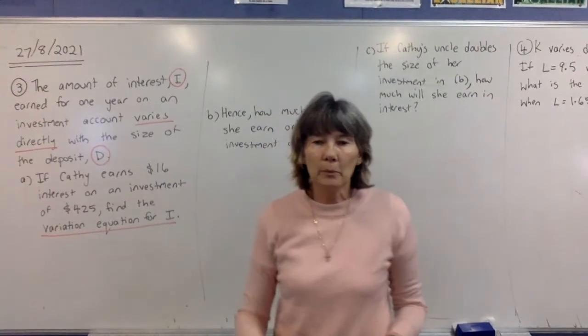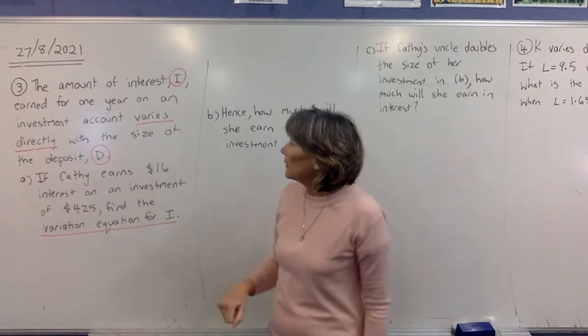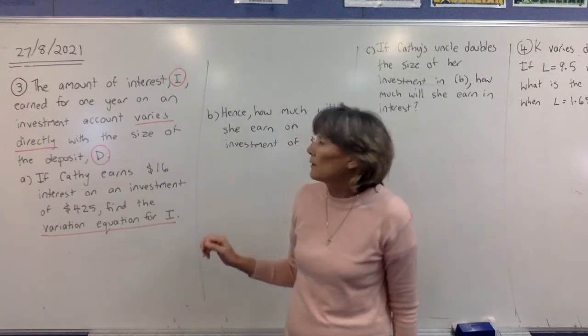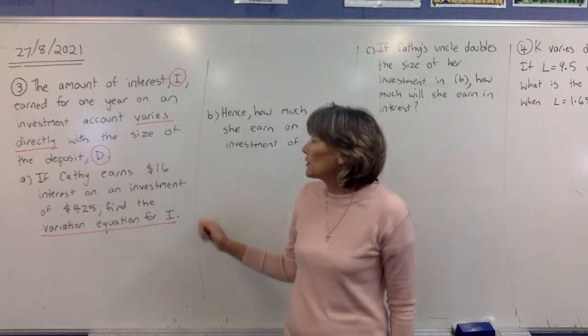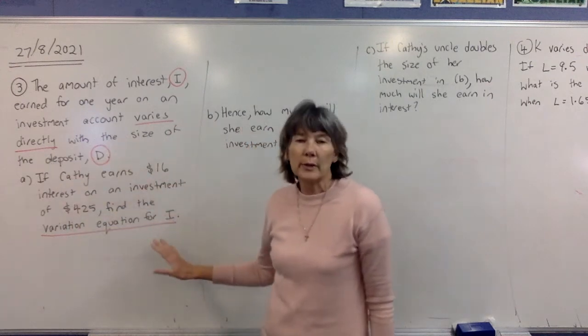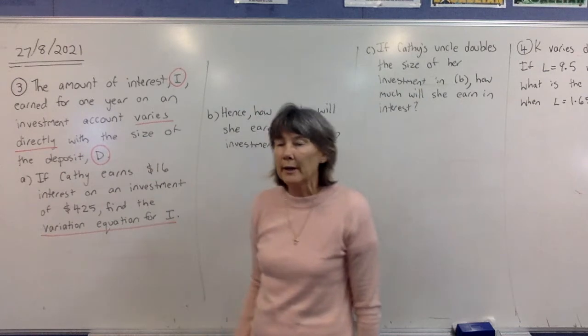So we're going to do a few more examples on this work. If we look at number 3, the amount of interest I earned for 1 year on an investment account varies directly with the size of the deposit D. I'm not going to read the rest of this, I'm just going to go with what they've told me here. Varies directly, underline it in red.